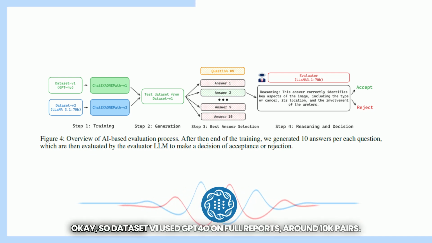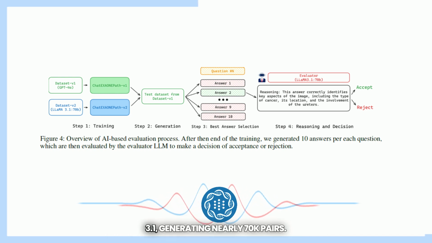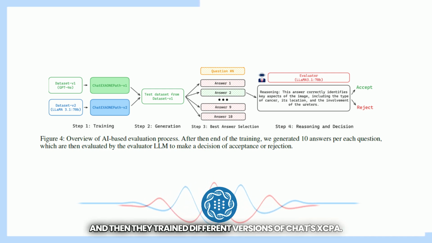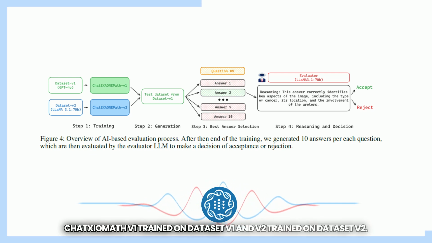Wow, okay, so dataset V1 used GPT-4o on full reports, around 10K pairs. Dataset V2 used their RADAR method with Llama 3.1, generating nearly 70K pairs. Big difference. Huge difference. And then they trained different versions of ChatEXAONEPath. Right. Let me guess. ChatEXAONEPath V1 trained on dataset V1 and V2 trained on dataset V2. Exactly.